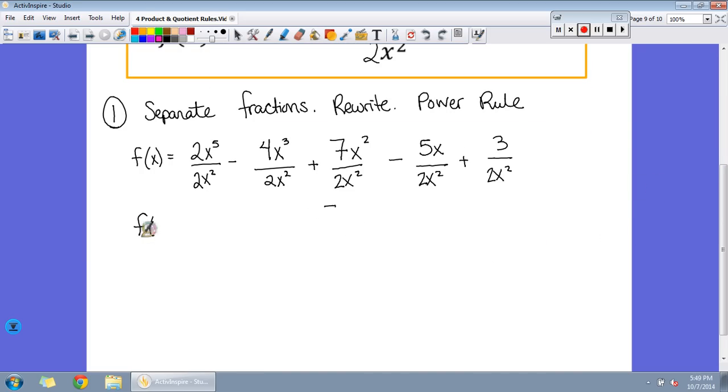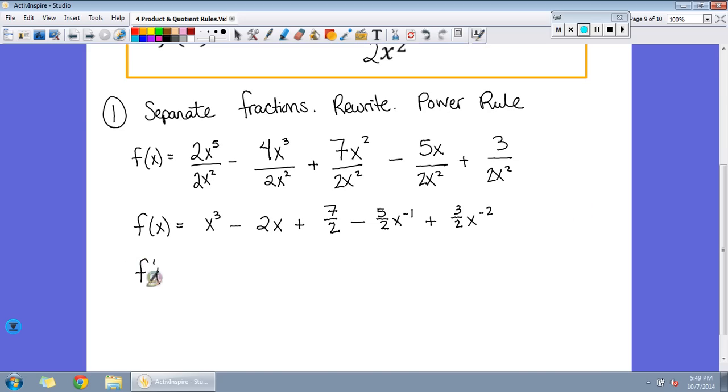So I'm going to rewrite this as a simplified function where we have just x cubed minus 2x plus 7 halves minus 5 halves x to the negative 1 plus 3 halves x to the negative 2. Now I'm ready to take the derivative using power rule.